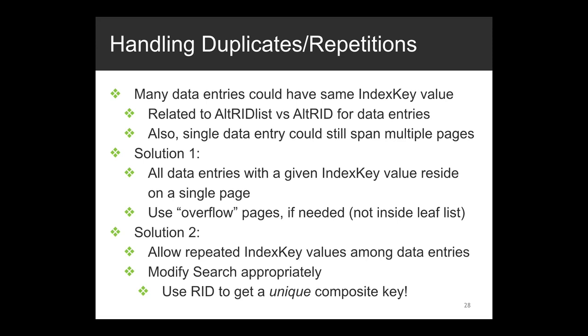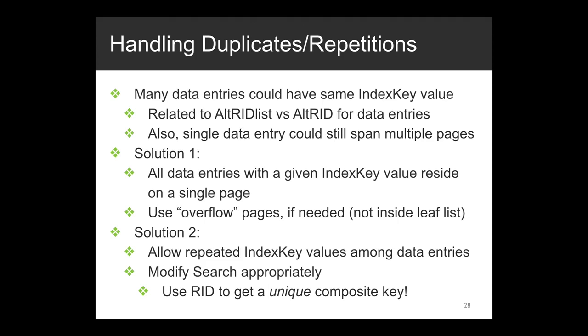The other alternative is you allow repeated index keys among the data entries, but for that you need to modify your search algorithm appropriately. Okay, so if you have repetitions in your data entries that have the same search key, then your search algorithm has to be aware of what exactly you're looking for. If multiple leaf pages have the same index key value, it's very hard to figure out which route to take from the root. In that case, you could combine the record ID along with the index key to get a unique composite key. Okay, so that's just one way of avoiding these overflow pages.